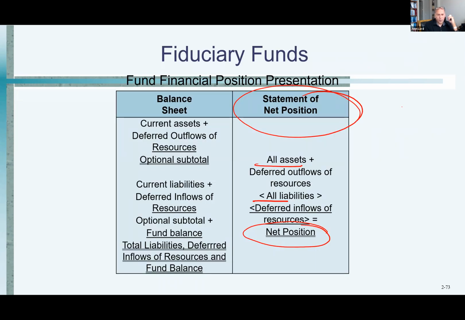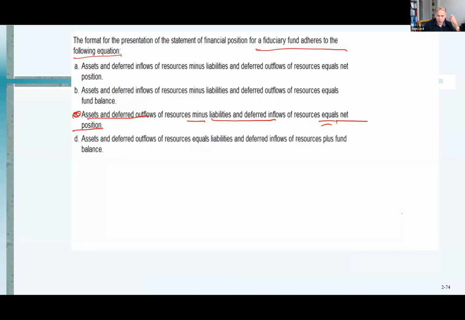Notice that we follow that same format that we saw for the government-wide, that we saw for our proprietary funds, and now we're seeing that that same format is used for the fiduciary funds. So only the governmental funds do this. Everybody else shows their balance sheet this way. Okay. So let's take a look at this question. The format for the presentation statement of financial position for the fiduciary funds adheres to the following, and you can see that C is the answer here. Assets and deferred outflows minus liabilities and deferred inflows. Remember, we put the outflows with the assets, the inflows with the liabilities, equals net position. It simply takes the difference between those as that bottom line that we reported as our net position.